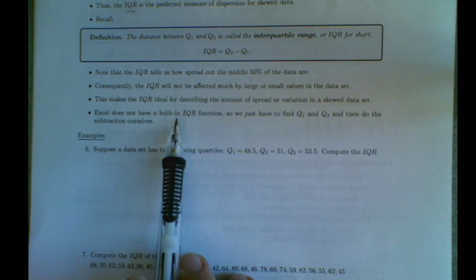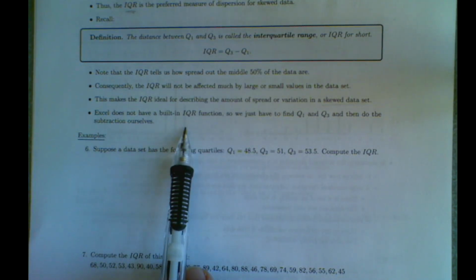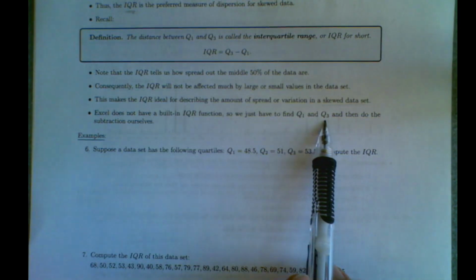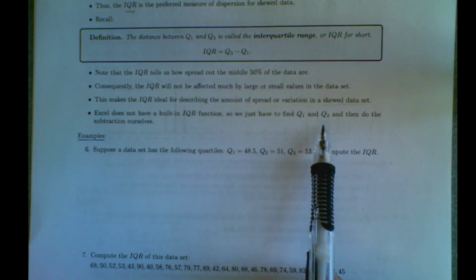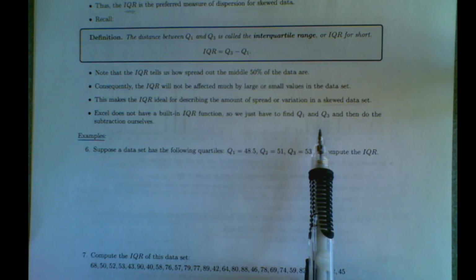Now, Excel does not have a built-in IQR function, but we can use Excel to find Q1 and Q3 and then just do the subtraction ourselves, either on a calculator or in our heads, or we could even do the subtraction in Excel, but we'll have to kind of brute force Excel to do it.